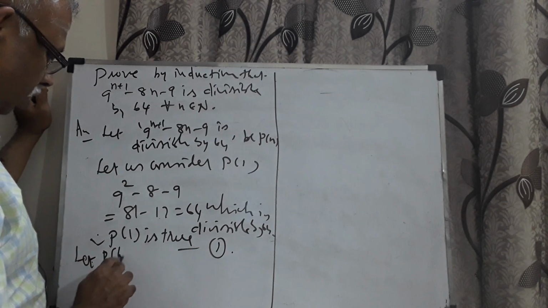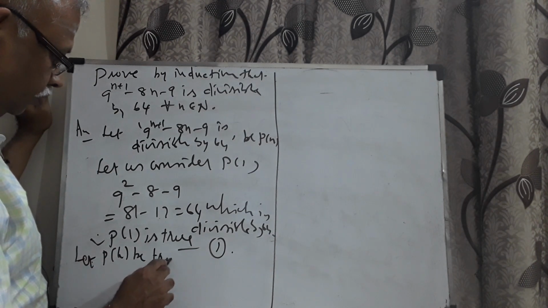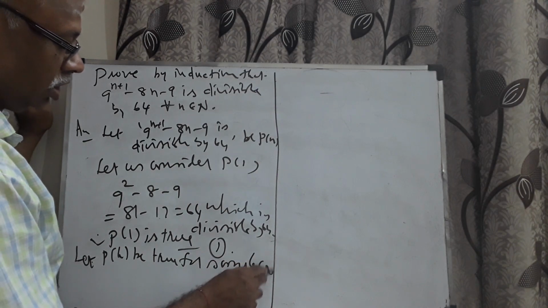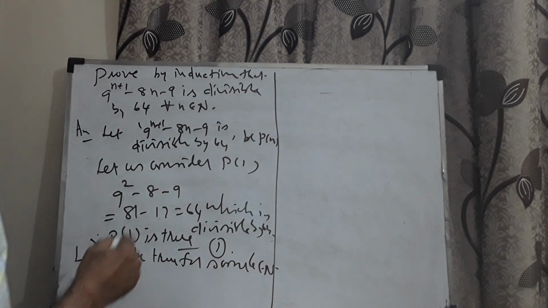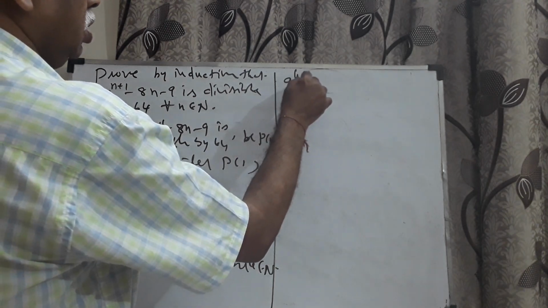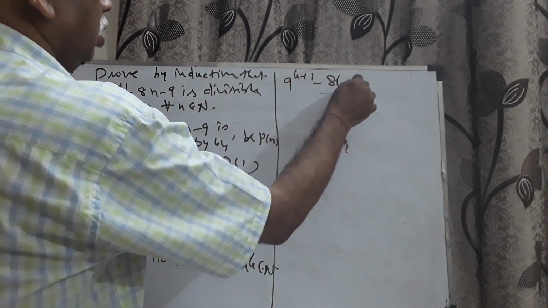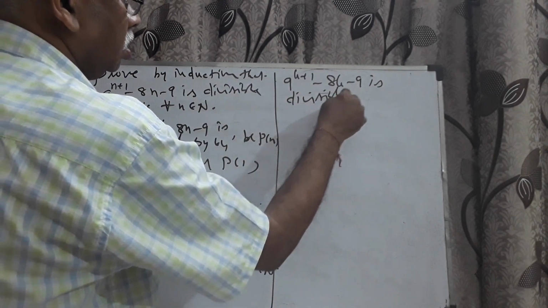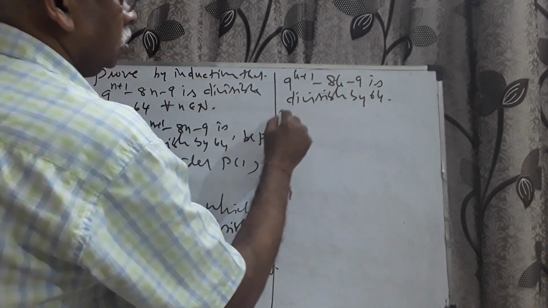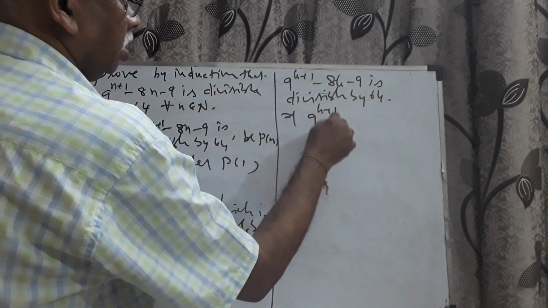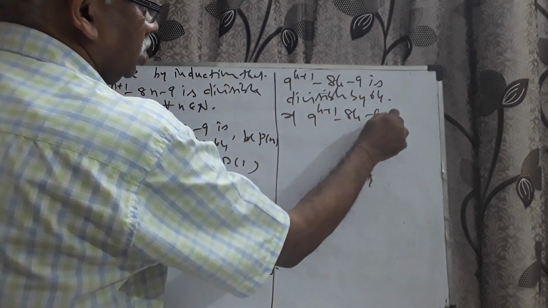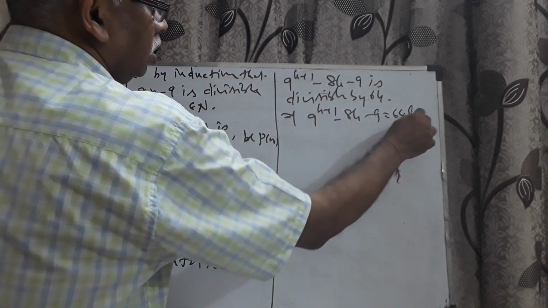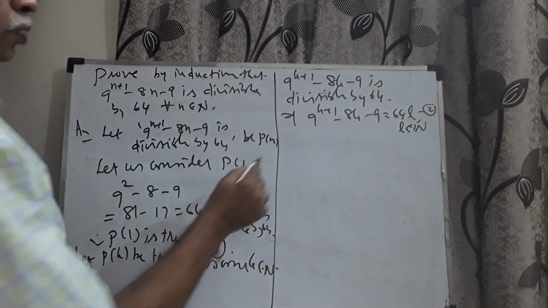Let P of k be true for some k element of N. What is the implication of this? I mean to say 9 power k plus 1 minus 8k minus 9 is divisible by 64, which implies 9 power k plus 1 minus 8k minus 9 is some 64L, L element of N. That is the meaning. Let me call it as 2.